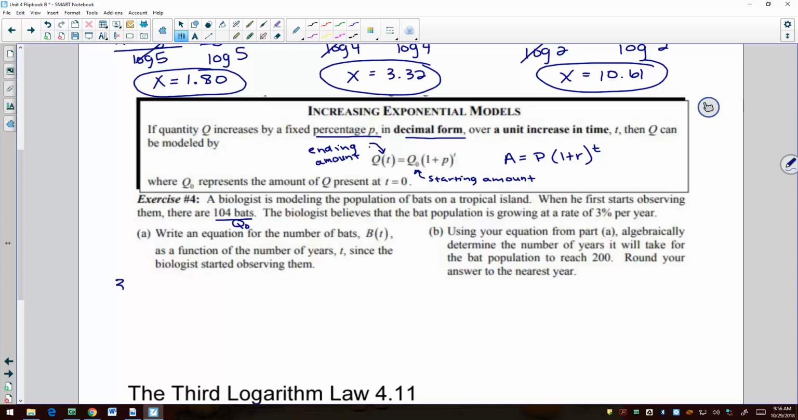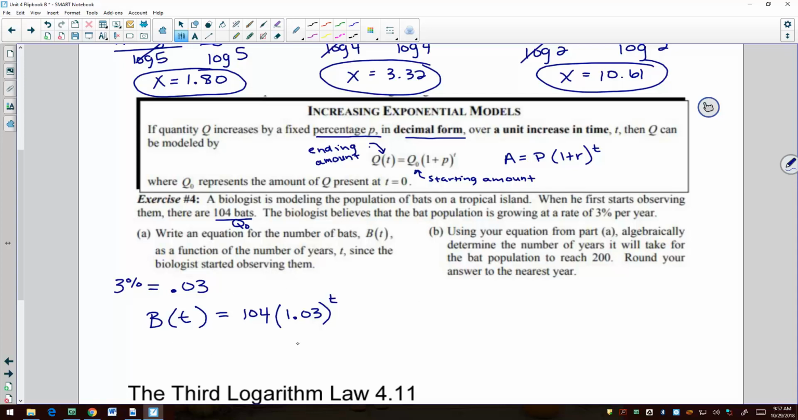So the first thing I'm going to do here, I'm not even going to read what part A wants because I'm going to first convert and know that 3% is 0.03. Part A just wants us to write our equation using those numbers. They want me to use B of T instead of Q of T, because B for bats. My starting population was 104, so I'm going to plug that in for my B sub 0. 1 plus 0.03 is 1.03, all to the t.